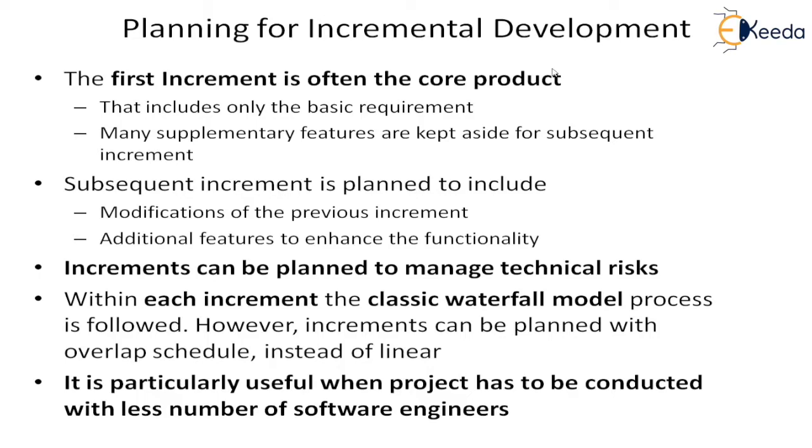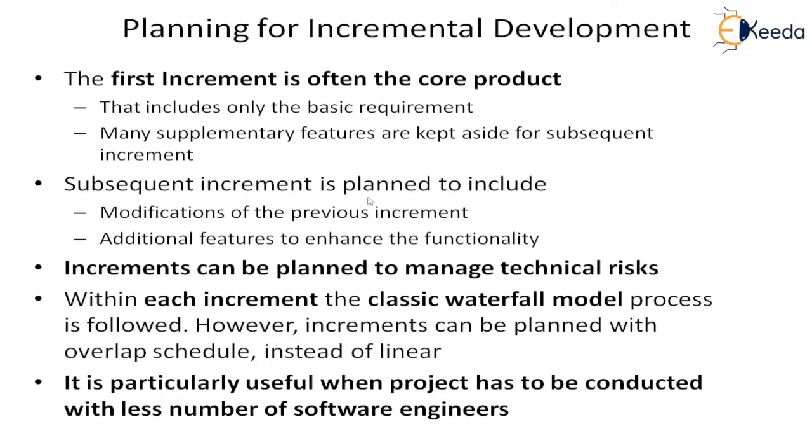Let us see how we do the planning for this incremental development. The first increment is often the core product. When we say core product, what we mean is that it includes only the basic requirements, the minimum requirement by which the customer can make some use of the software. That is selected as the first, core increment. Whatever the other requirements are, they are considered supplementary features and are kept aside for subsequent increments.